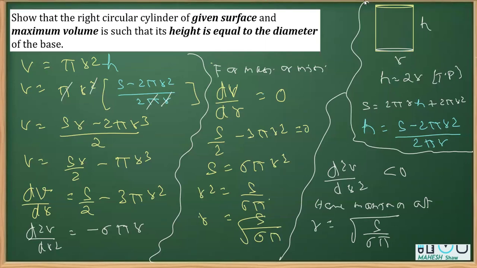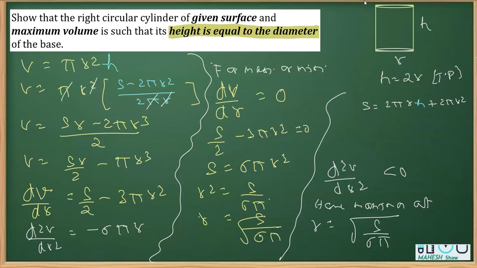Now, the final thing that we had to prove was that the height is equal to the diameter of the base. That means we had to prove that h is equal to 2r. Now, that's very easy. Let's do substitution over here. If I replace s here with the value of s, which is 6 pi r square, I replace this s with 6 pi r square.